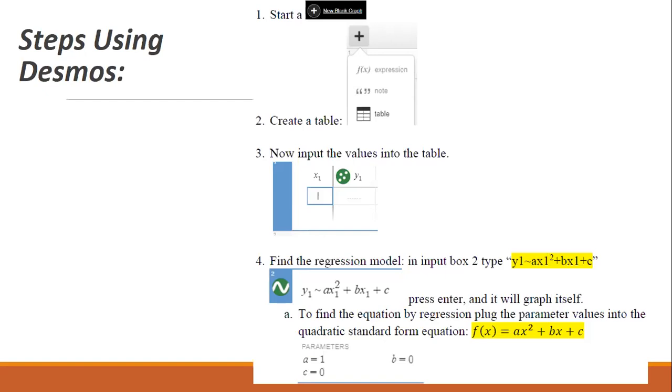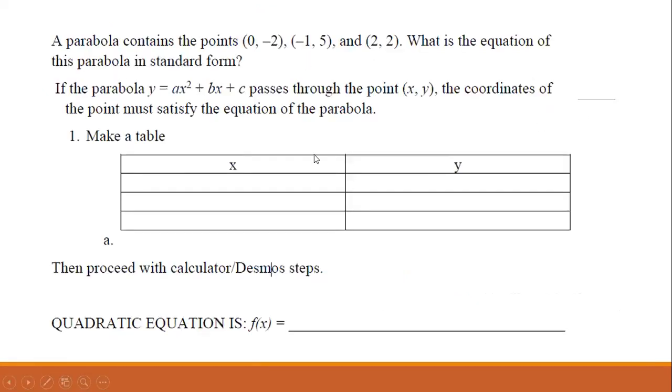y1, squiggle line, which I'm going to call it because I just had a brain fart on what it's actually called, then ax1 squared plus bx1 plus c. We type that in, press enter, and it's going to tell us our a, our b, and our c, and we're able to write our quadratic equation from there. Sounds simple enough, right? So let's navigate over to Desmos so that we can do the first problem.